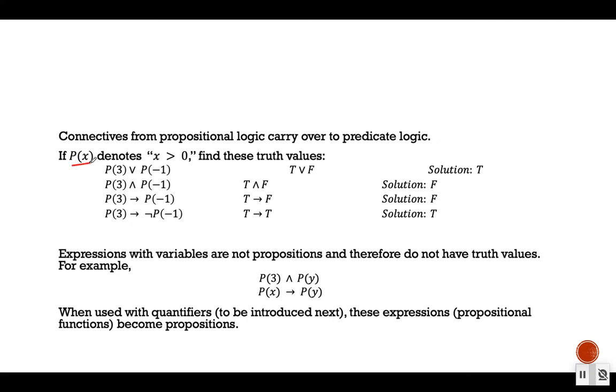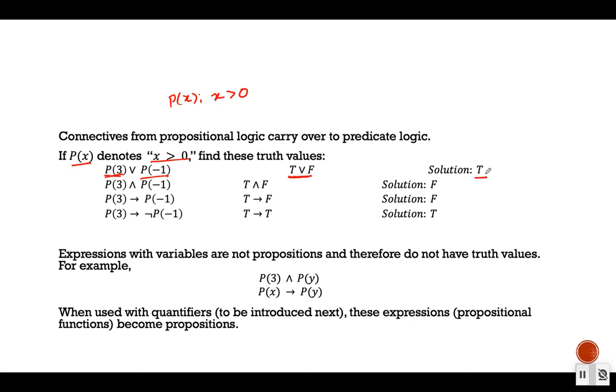Let's say we have a predicate p of x such that x is greater than 0. So what should be the value of p of 3 and p of minus 1? So p of 3 is true, okay, 3 is greater than 0. P of minus 1 is false. Sorry, that's actually or, I'm sorry, I'm reading it wrong. So p of 3 is true and p of minus 1 is false, and we are doing the or operation here. True or false becomes true.